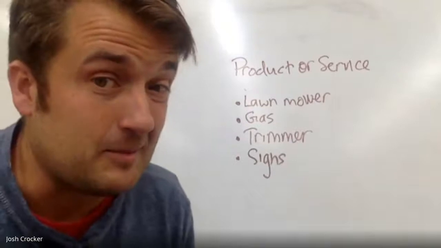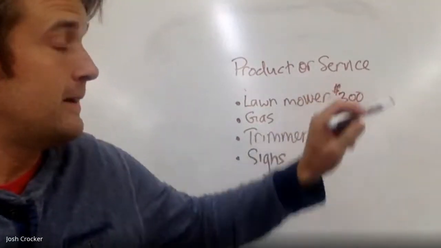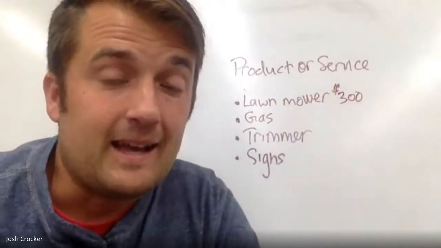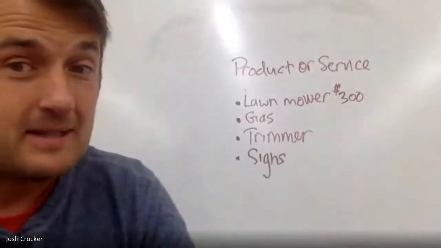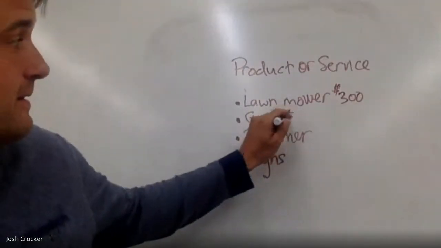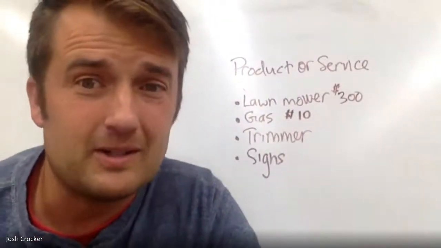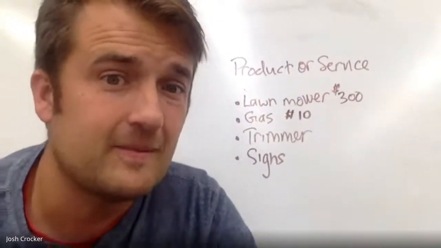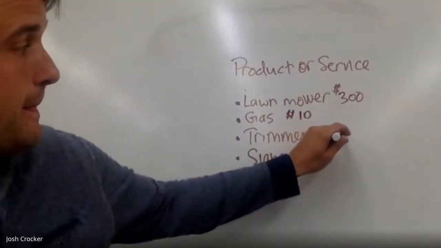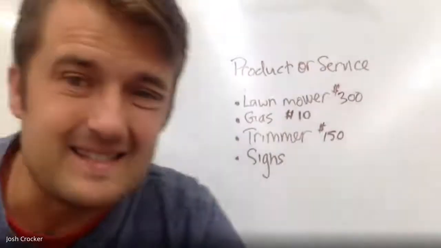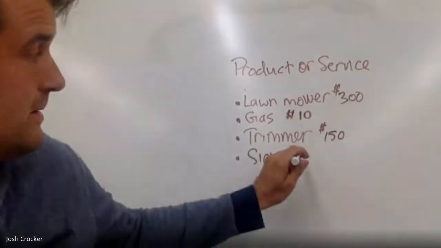So I'm just going to act like I'm going to go buy a lawnmower. And I think I can buy a lawnmower for $300. Okay. And then I think that gas is probably going to cost me about $10 a day. Okay. And, if you're not sure about these things, just talk to your parents or get on the internet and Google it, you know. Okay, a trimmer is going to cost me about $150. And then signs, I think I can probably make signs for like $25.